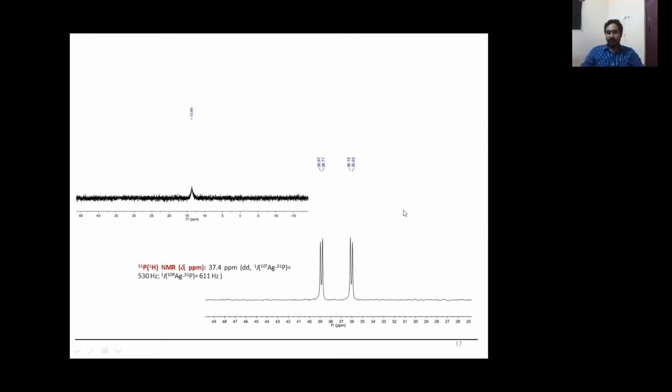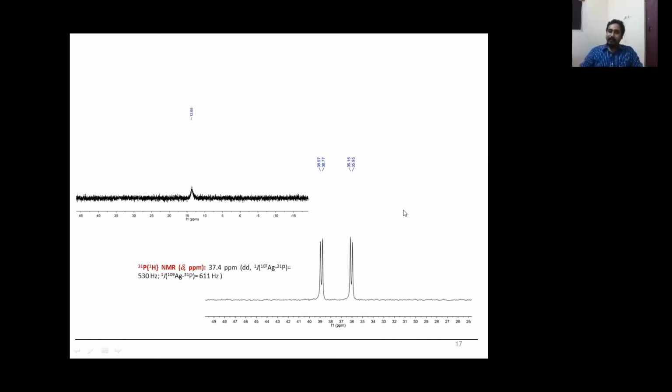One of my colleagues at IIT Madras, I went to them and explained, can you tell me why this is happening? Because he is an NMR specialist, he helped me. He told me, you are recording phosphorus NMR, and this phosphorus is attached to the silver center. Silver basically has 2 isotopes, one is 107 and another is 109.